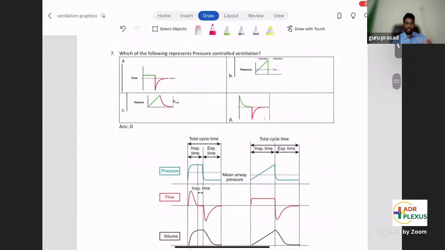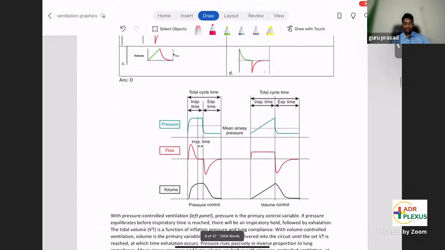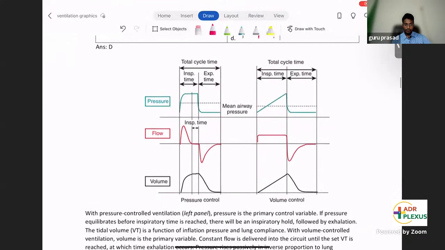We have now completed trigger. Now we will go to limit. Limit is the control variable. The control variable, as I have already told, is pressure control or volume control. For postgraduate level, if they give a graph like this, they will ask you in both the graphs which is pressure control and which is volume control.